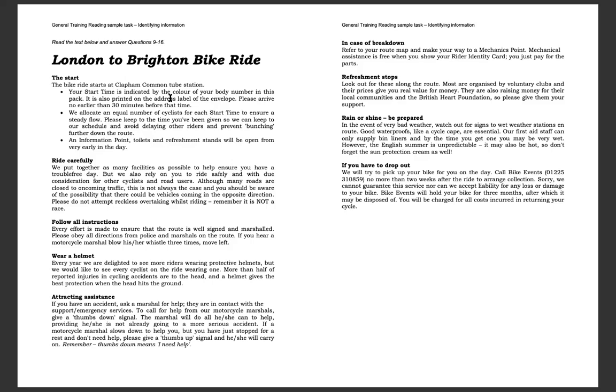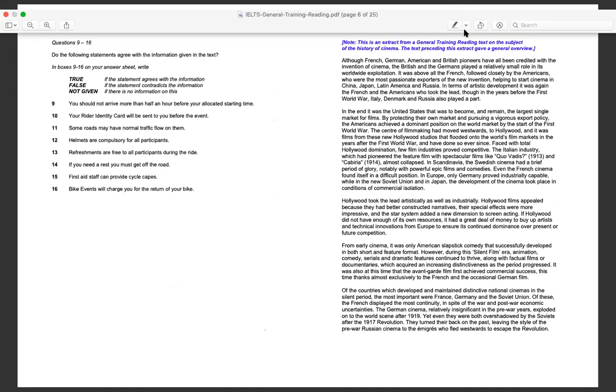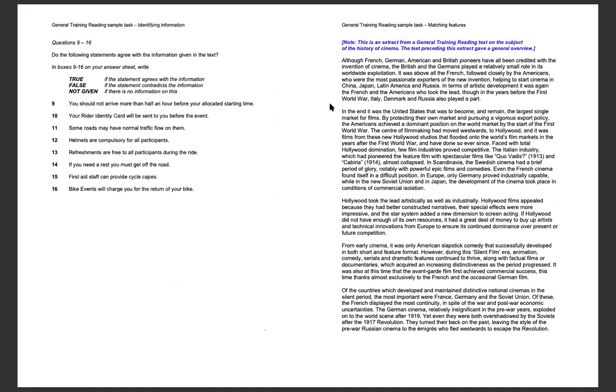It is also printed on the address label of the envelope. Please arrive no earlier than 30 minutes before that time. No earlier than 30 minutes. That means what? Not before. Not before 30 minutes before that time. So what do you think about this information? Is it true, false, or is it not given? The answer is, someone unmuted themselves. The answer is true. Well done. The answer is true.